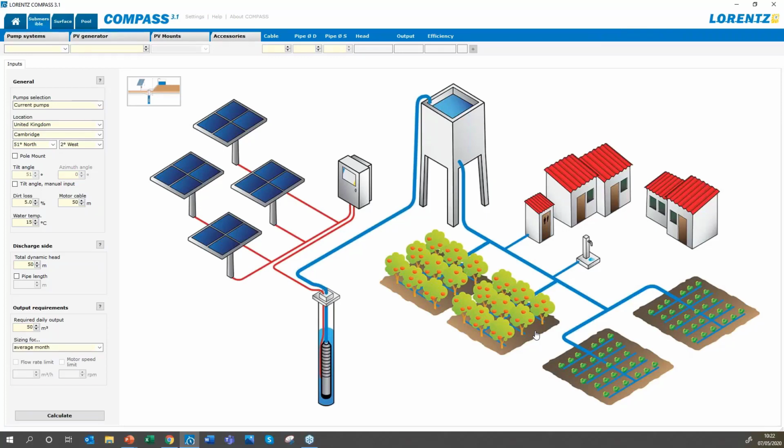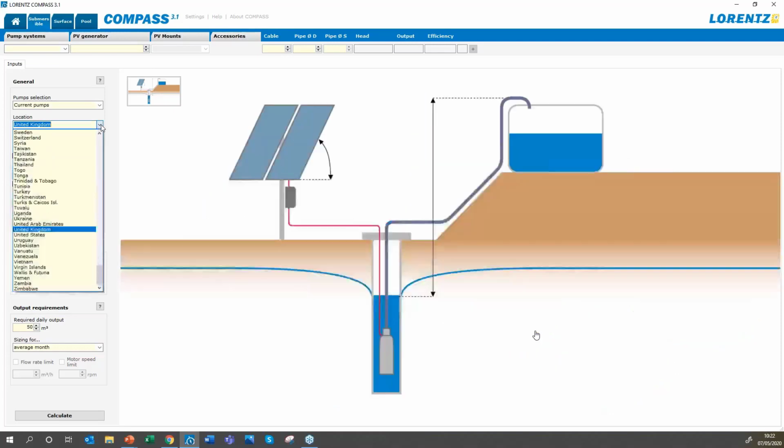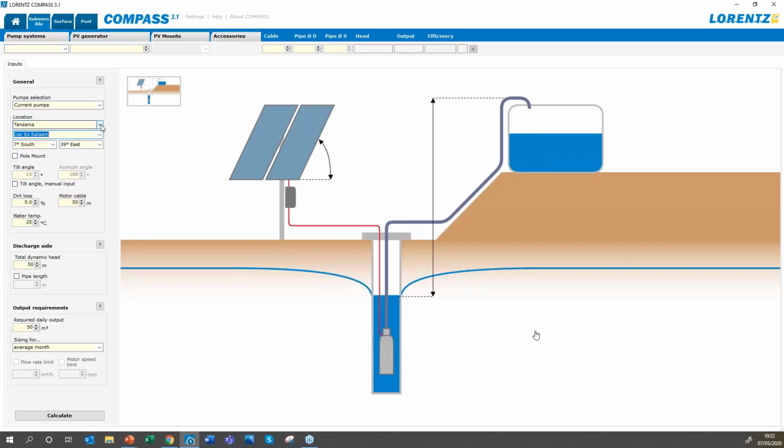So we get here our Compass main screen, and maybe it's a little bit overwhelming in the beginning, but it's really quite simple to use. The first thing we're going to do is select a location. We said we were in Tanzania, and we said that we were going to Kinondoni. And you see that Compass then will pick up the latitude and longitude for the location. So we've got 7 degrees south, 39 degrees east.